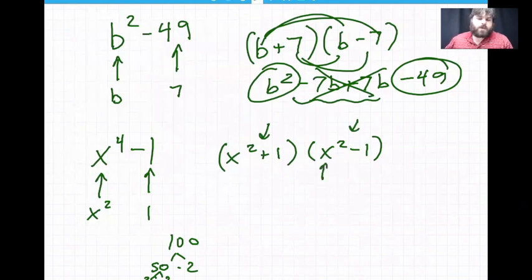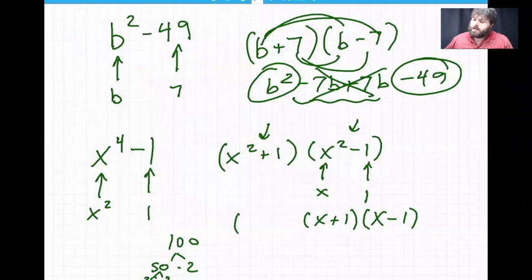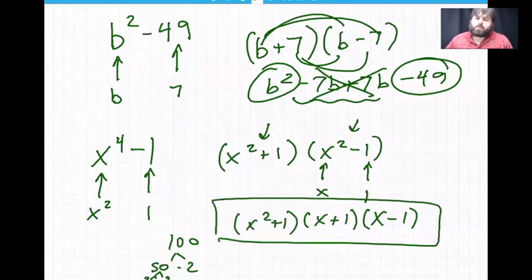What is it that squares to be x squared? Well, it's x. What squares to be 1? 1 squares to be 1. So there we go. That's my difference of squares. I have 1 with a plus, 1 with a minus, and then don't forget you've still got this other factor there. So this is actually the complete factorization of x to the 4th minus 1. If you wanted to check your work, you can multiply this back out. You'll get the same thing.